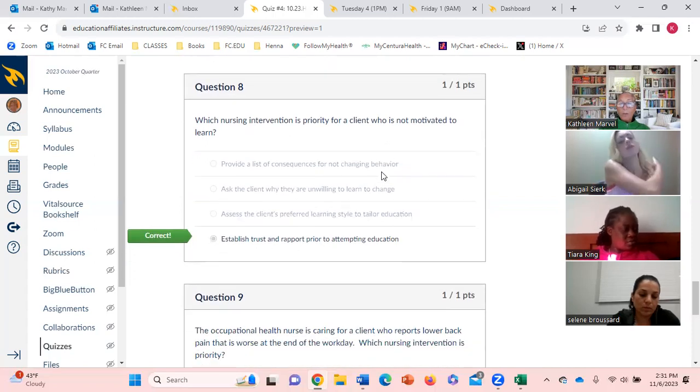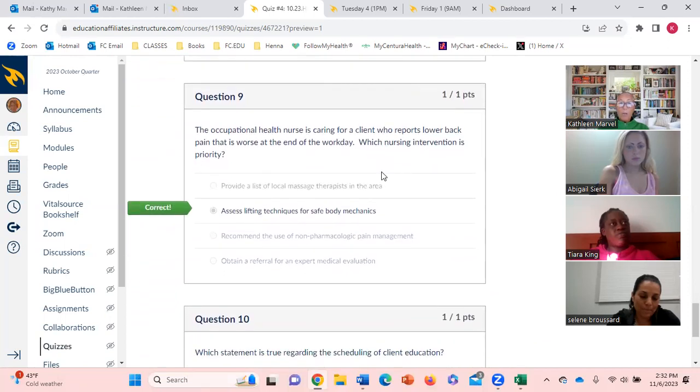Which nursing intervention is a priority for a client who's not motivated to learn? There's lots of clients that are not motivated to learn. So which would be a priority? What do we have to do first to establish a relationship? We need to establish trust. Trust and rapport prior to attempting education.